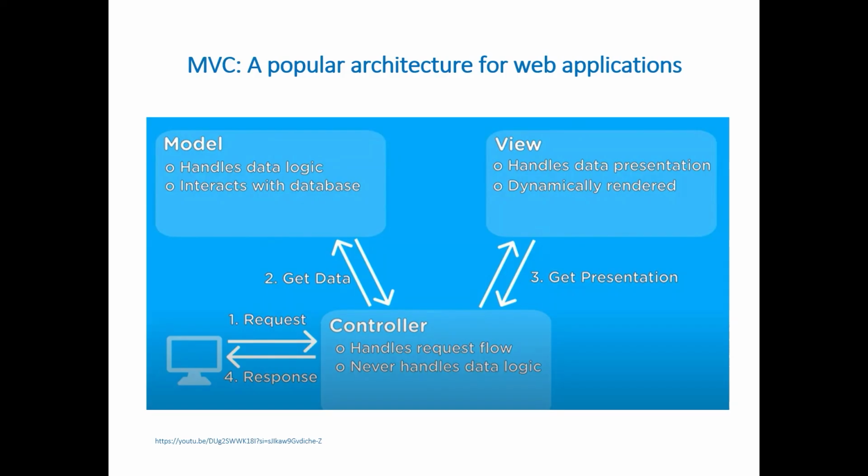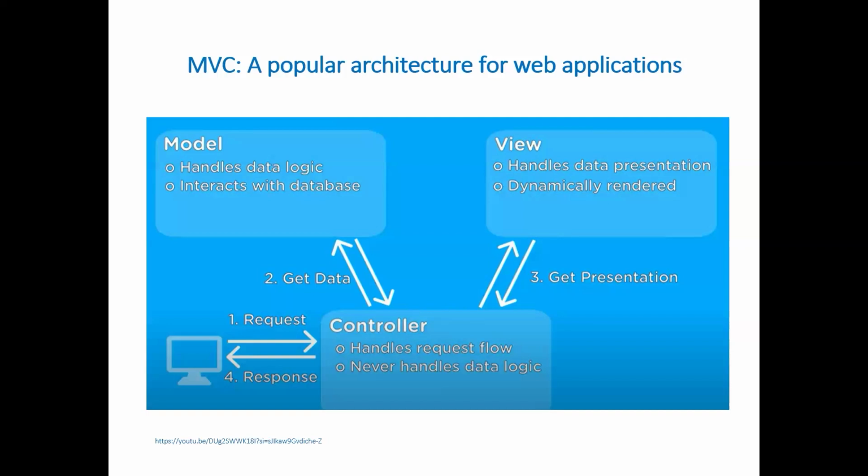So the controller goes to the model to get the necessary data. The model is in charge of all the core logic and data manipulation. It might fetch information from the database or process something internally. Once the model gives the controller the data, the controller passes it along to the view.